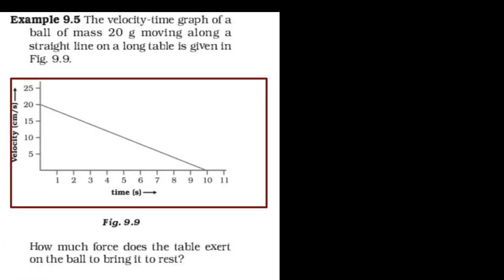So in this numerical a velocity time graph is given. This is the velocity time graph of a ball moving along a straight line on a long table. Mass of the ball is 20 grams. We will convert all the units into SI.